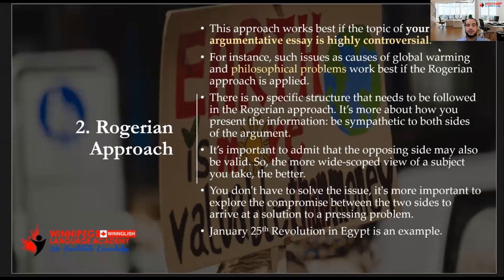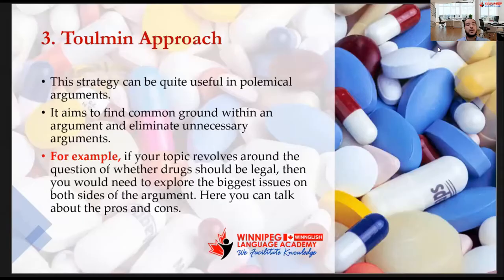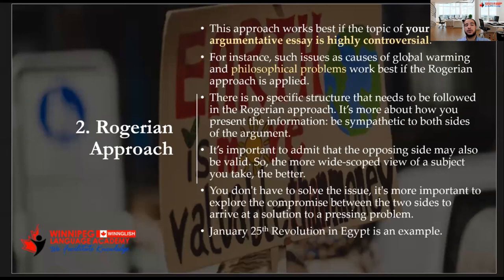If you feel really bad about the people who will lose, then you could take a side. If not, that's fine. The Toulmin approach is very similar to this one. If you wanted to read more about them, I have them here. Again, this is an intermediate and upper intermediate course, so we're just mentioning different types.